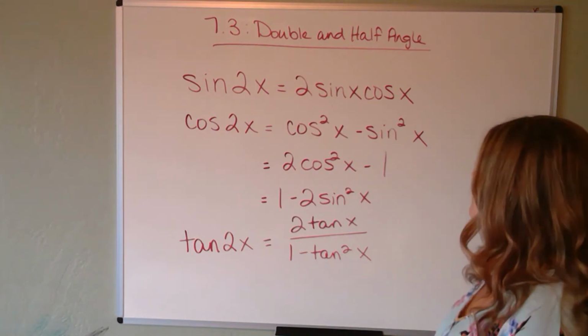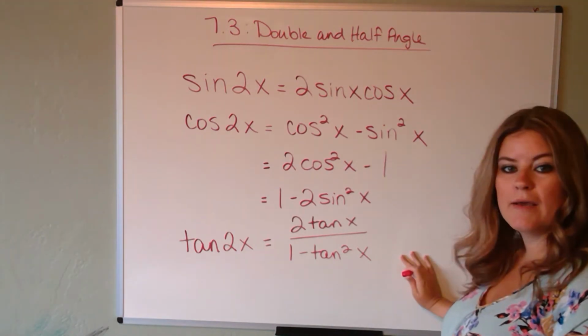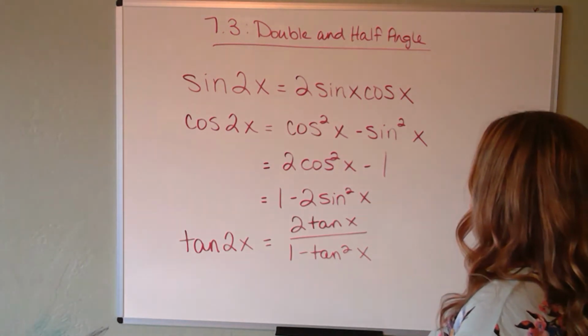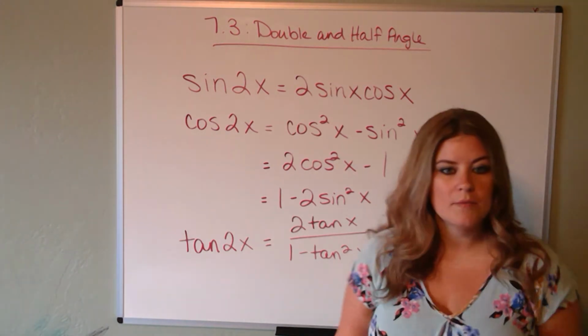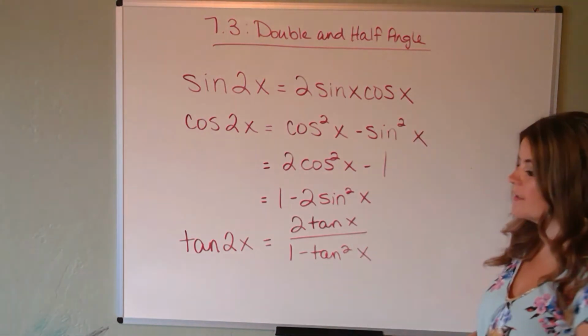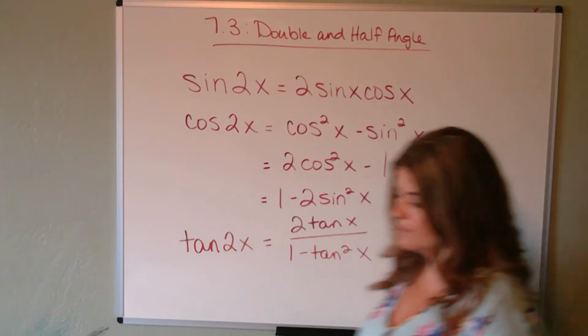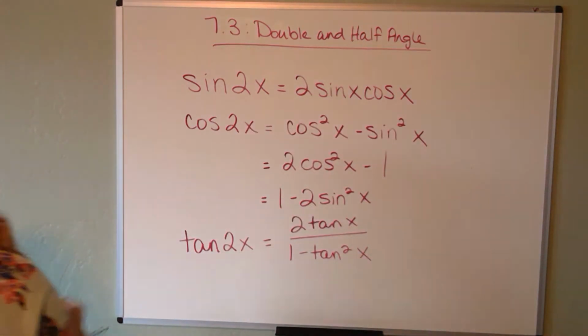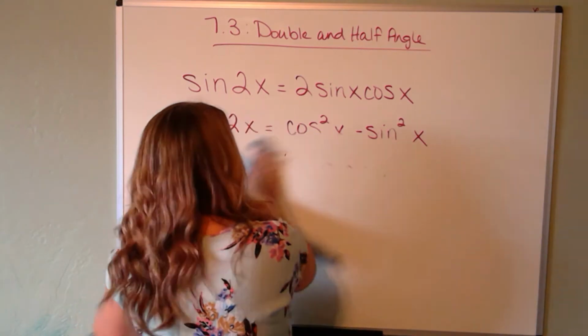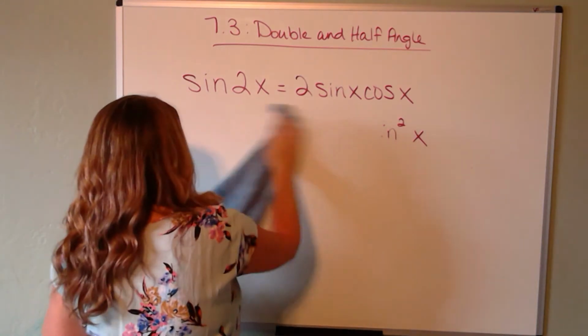Okay, so make sure you have these written down because I am going to erase them so we can work some problems. And then you can reference them while I'm working the problem so you can see where I'm getting my values. Okay, so get them written down. And let's work some examples using these double angle identities.